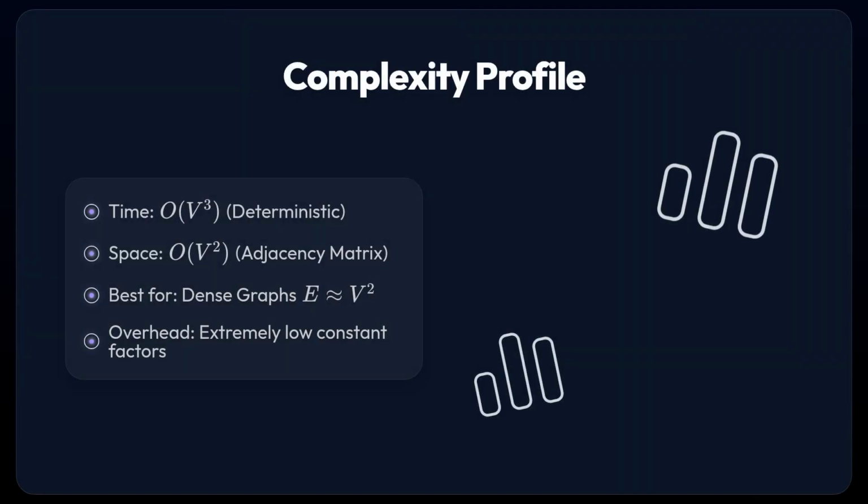The complexity profile is deterministic. It runs in big O of v cubed time, regardless of whether the graph has 1 edge or a million edges. While this sounds slow compared to Dijkstra, the operations are simple array accesses with no complex data structures like priority queues. This makes Floyd-Warshall surprisingly fast for dense graphs, where the number of edges approaches v squared.